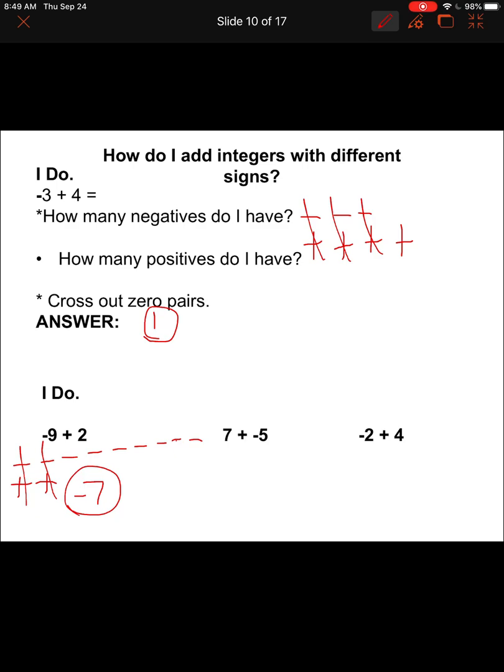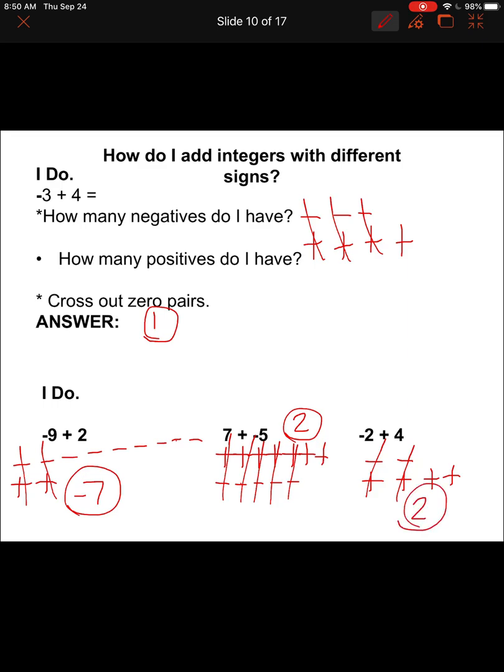Next one, 7 plus negative 5. We have 7 positives. 4, 5, 6, 7, and then 5 negatives. 1, 2, 3, 4, 5. Cross out your 0 pairs, and we have 2 positives. Negative 2 plus 4. We have 2 negatives, 4 positives. Cross out your 0 pairs. We're left with 2 positives.